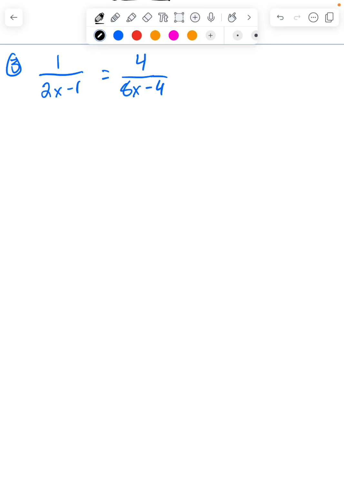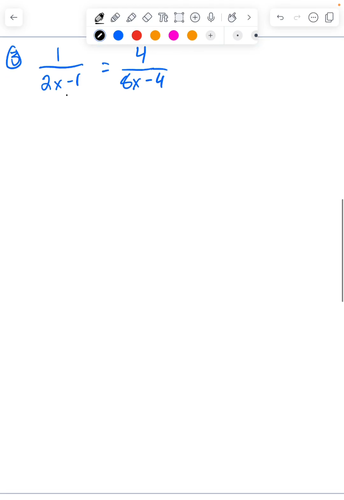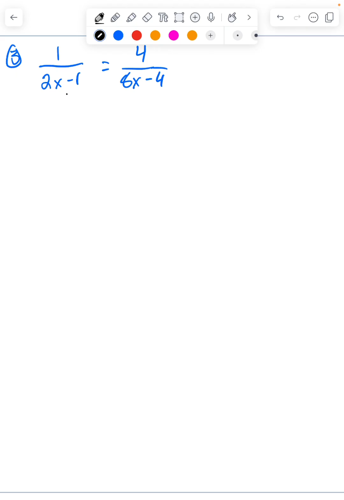All right, let's take a look at this problem. Just like the previous problems, we have to find the LCD and we have to find what x cannot be, the extraneous solutions. So let's take a look. 2x − 1, there's not much to do here. 1 over 2x − 1 for the denominator here. I can't factor 2x − 1 anymore, so we leave it as is.